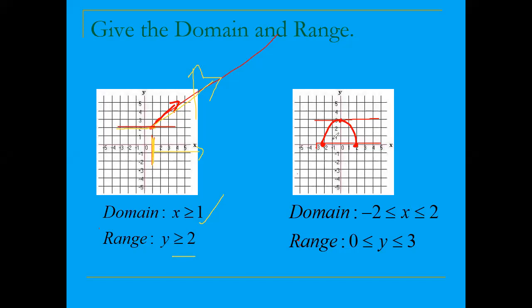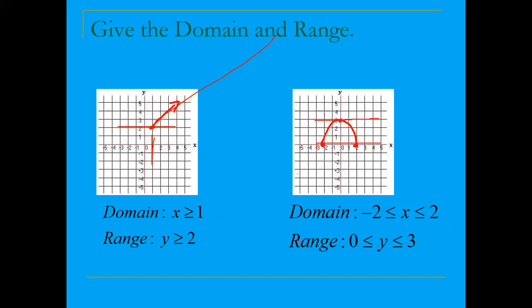In the next example, we can see that x ranges from -2 here to +2. So we say that x is in between -2 and +2 inclusive. Whilst y is 0 here, and then y is 3 here. So we say that y is in between 0 and 3 inclusive.